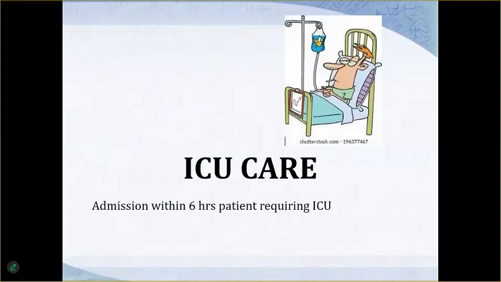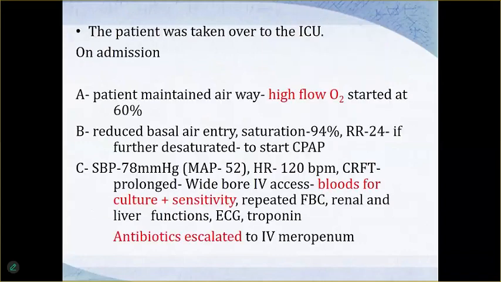Okay. So here now let me summarize the patient again, ladies and gentlemen. The patient was taken over to the ICU on admission. The patient maintained the airway with high flow oxygen started at 60% and reduced basal air entry, saturation 94, respiratory rate 24. If further desaturated, we were thinking of starting the CPAP. We got it ready. And then the systolic pressure is 78 with a mean of 52, even though we have done all, the heart rate 120. Capillary refill prolonged still. Wide bore IV access is there.